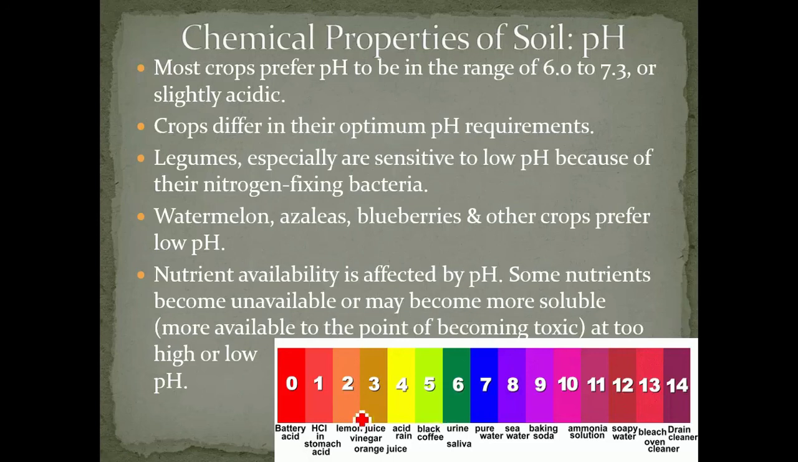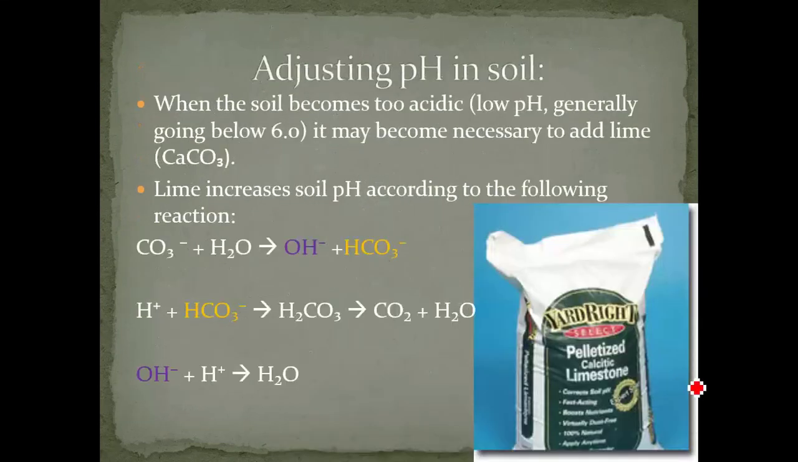Here's a pH scale down here showing the pH of various things: battery acid, stomach acid, lemon juice or vinegar. And here we go into what we call the normal range, and you've got things like acid rain, pure water is at 7, seawater has a pH of 8, baking soda has a pH of 9, and some of your drain cleaners and bleaches and things like that have very, very high pHs. How do we adjust the pH in soil?